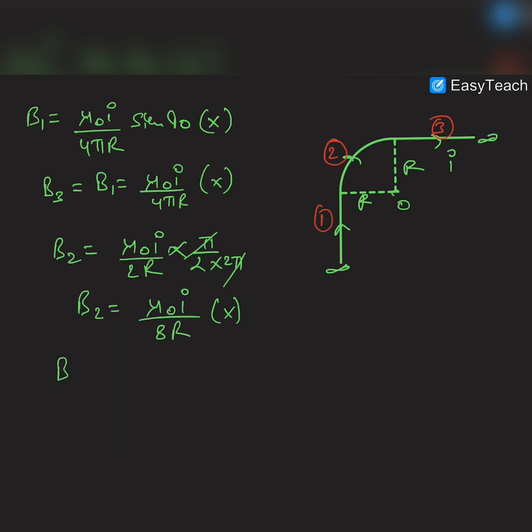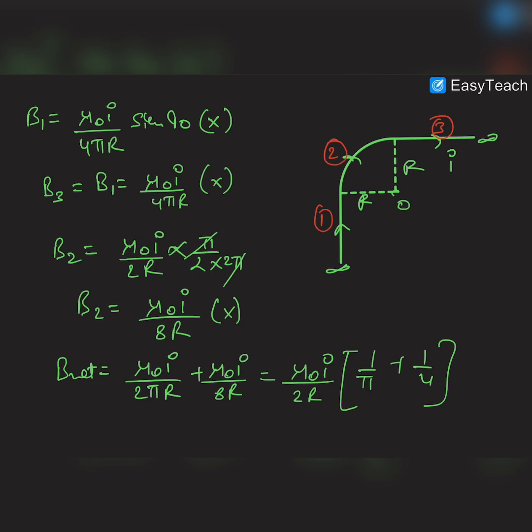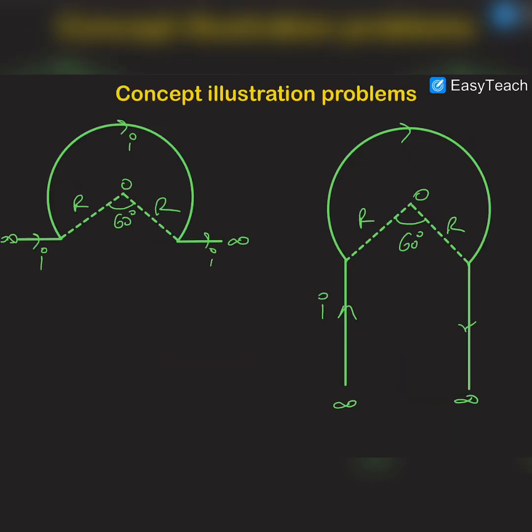So now the net magnetic field B will be the sum of all of them. It would be equal to mu naught I by 2 pi r plus mu naught I by 8r. So it would be mu naught I by 2r times (1 by pi plus 1 by 4), and the direction will be into the plane. Okay, now let us move on to the next problem.